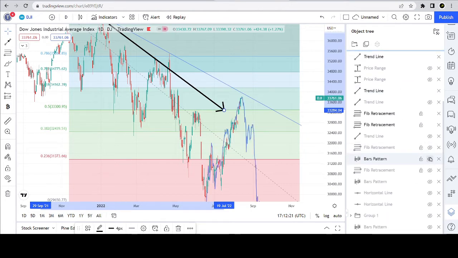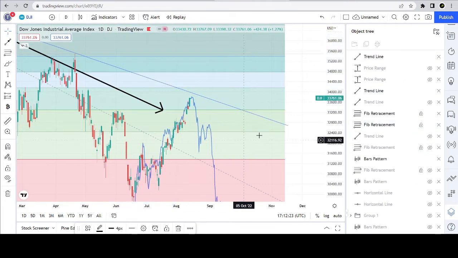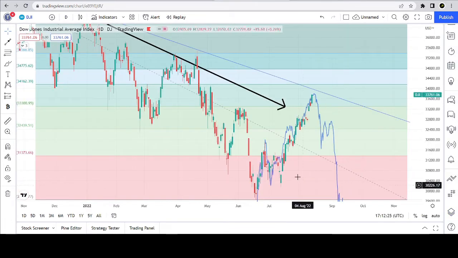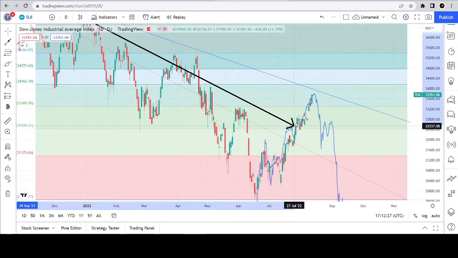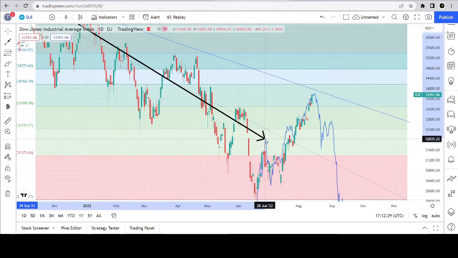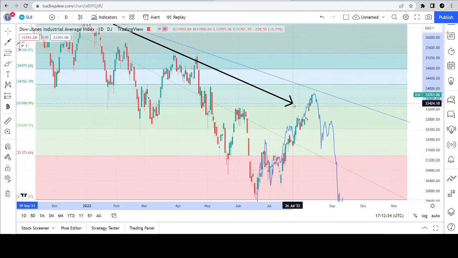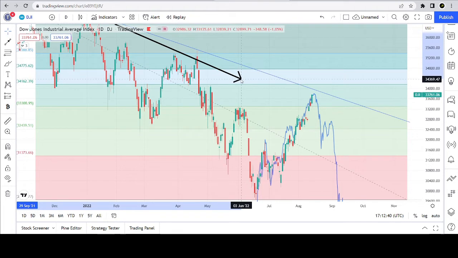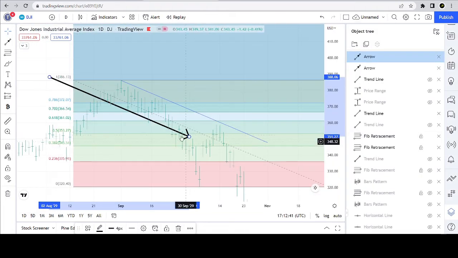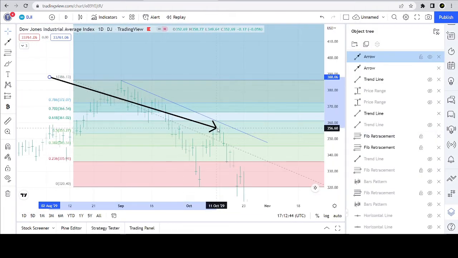Okay, so here is that fractal I placed on, and as you can see, it kind of matches. So again, currently we are following the structure of the 1929 peak. Now, on the original 1929 peak, it touched here, but it did not touch here.